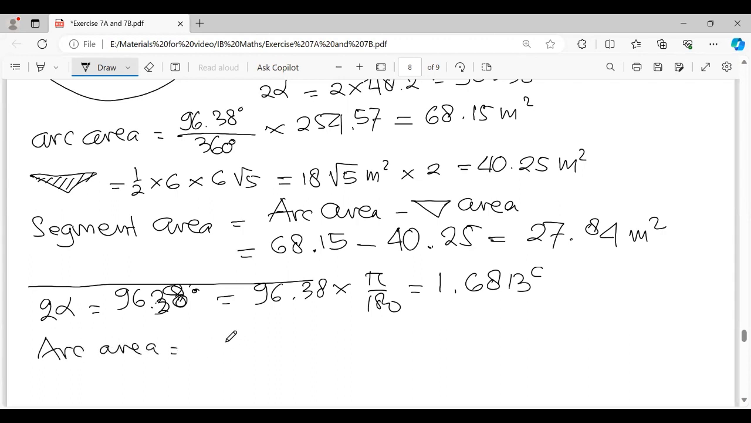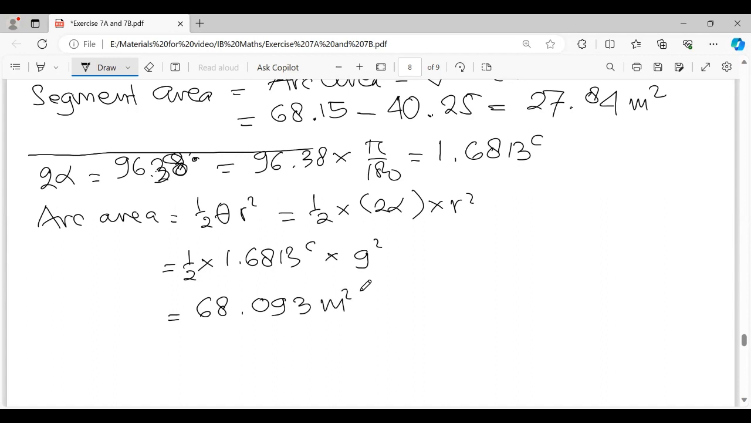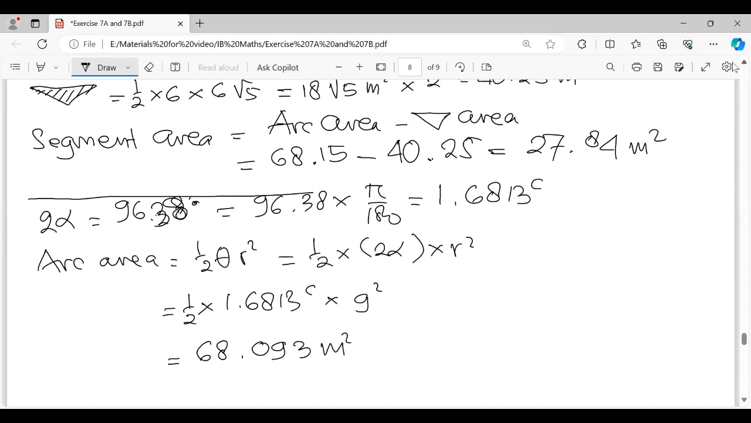So the arc area equals half times 2 alpha times r squared. Half times 2 alpha is this one, 1.6813 radians, times 9 squared, or 81. And it becomes 68.093 meters squared.